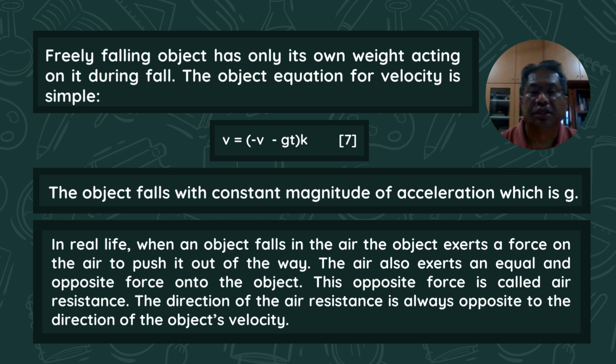In real life, when an object falls in the air, the object exerts a force on the air to push it out of the way. The air also exerts an equal and opposite force onto the object. This opposite force is called air resistance. The direction of air resistance is always opposite to the direction of the object's velocity.